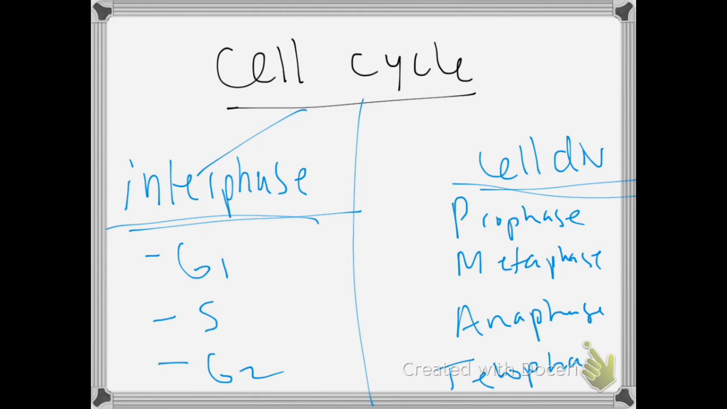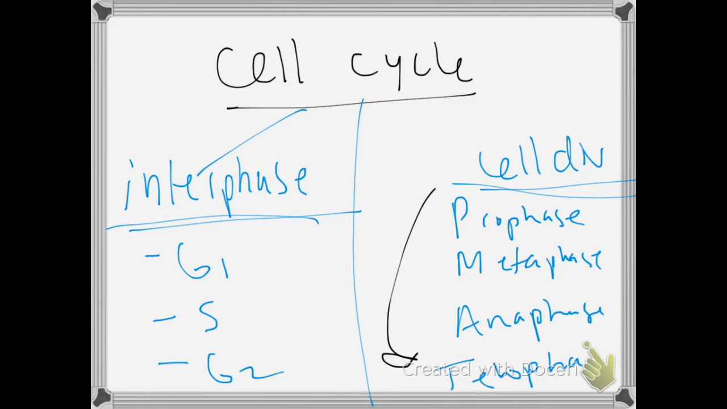So now we're going to look at the cell cycle. The cell cycle is broken up into two different parts. We have interphase and cell division. So cell division is made up of these parts. We'll talk about all of them individually: prophase, metaphase, anaphase, and telophase.